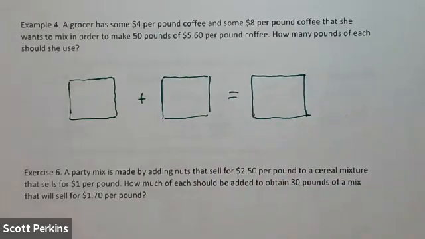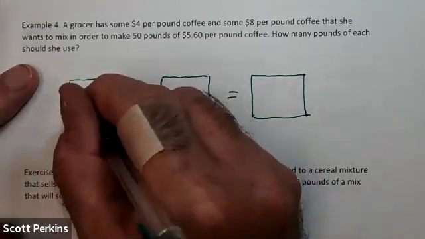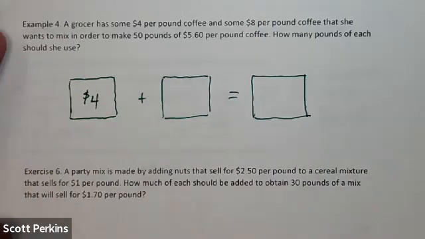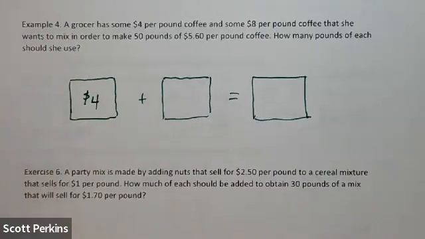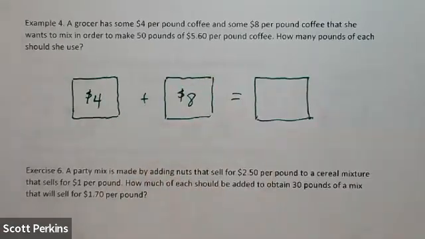The only difference here is that the attribute is not a percent, it's a cost. So on this one, this grocer finds that she has some $4 per pound coffee laying around. So whatever's in that box costs $4 per pound. And then she has some $8 per pound coffee. So what's in that box costs $8. And again, she wants to make a mixture that's price-wise going to be right in the middle of that.